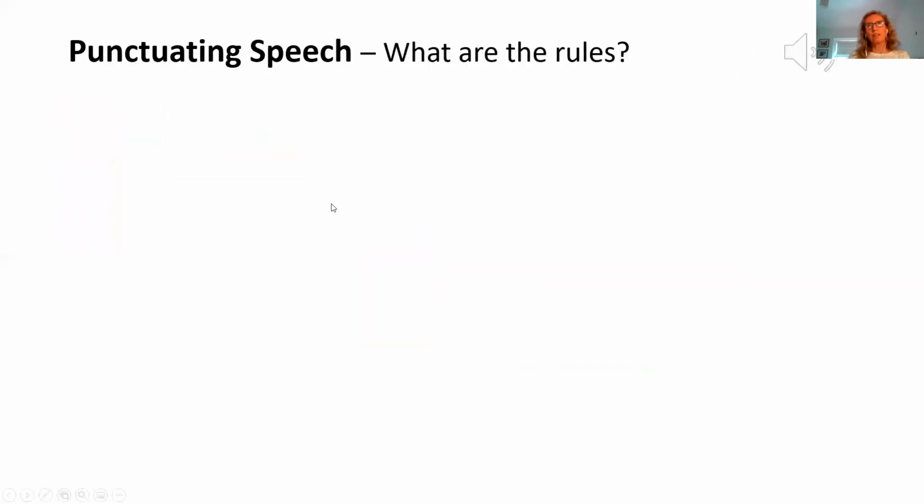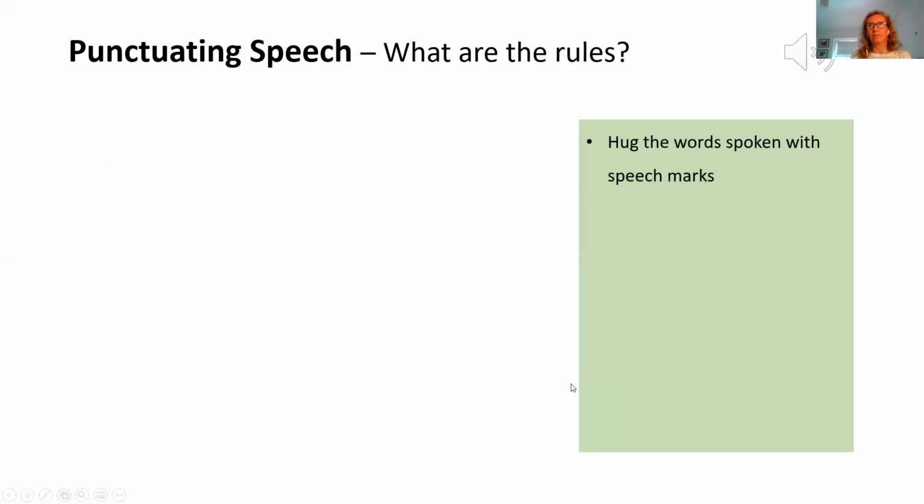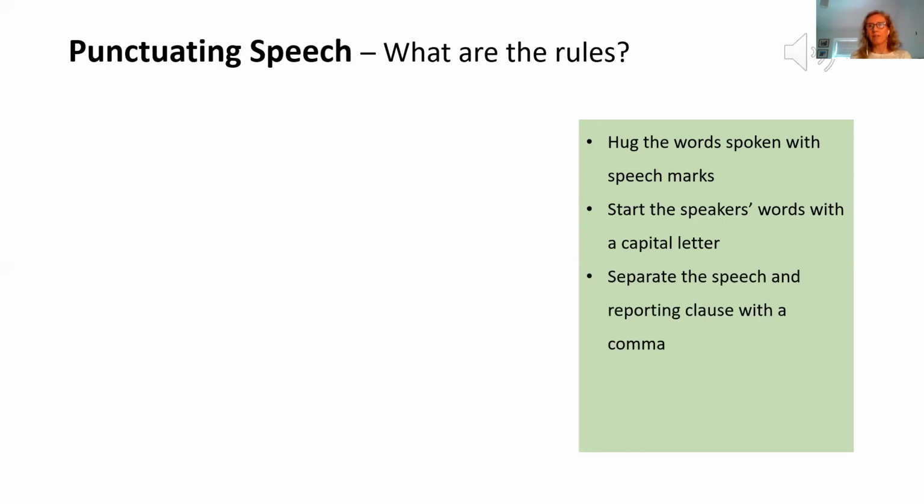So, what are the rules? We're going to look at all the rules now, and this will help you with your speech when you come to do your work. So, hook the words spoken with speech marks or inverted commas. Start the speaker's word with a capital letter. Separate the speech and reporting clause with a comma. Start a new line to show the speaker has changed.